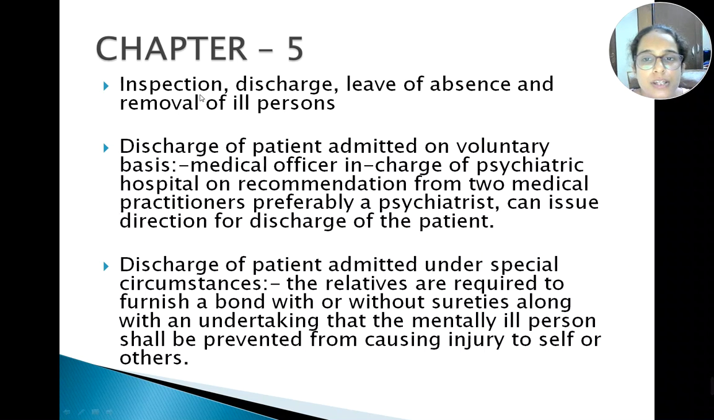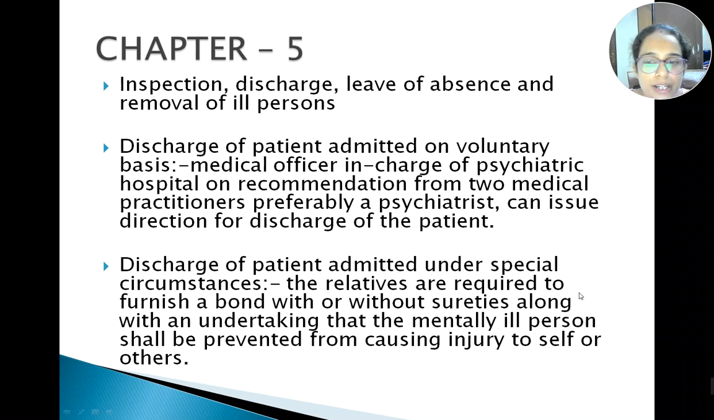Next is the 5th chapter. Chapter 5 deals with the inspection, discharge, leave of absence and removal of mentally ill patients. In the 4th chapter we talked about the admission processes and different types of admission. In the 5th chapter we will talk about the discharge procedure. The first type is discharge of a patient admitted on a voluntary basis. The medical officer in charge of the psychiatric hospital, on the recommendation of 2 medical practitioners, preferably a psychiatrist, can direct the discharge. They can be discharged if the medical officer feels that the person is now fit for discharge.